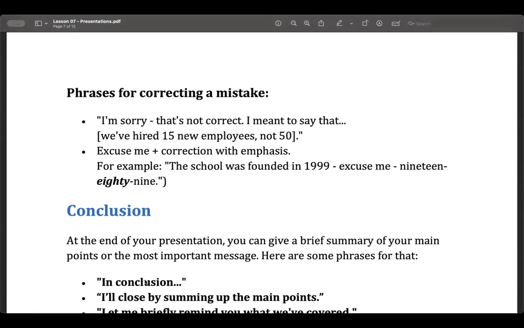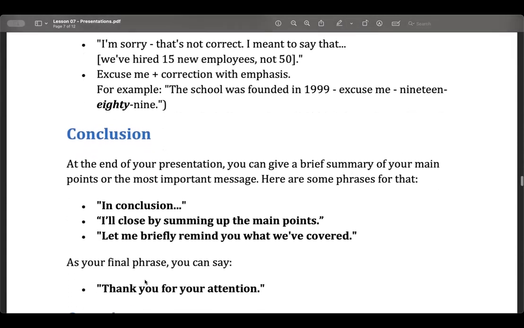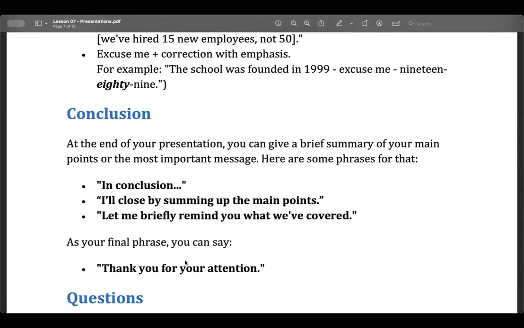Phrases for incorrect information or a mistake. I'm sorry, that's not correct. I meant to say that I've hired 15 new employees, not 50. Excuse me. Plus correction with emphasis. For example, the school was founded in 1992. 1999, excuse me, 1989.